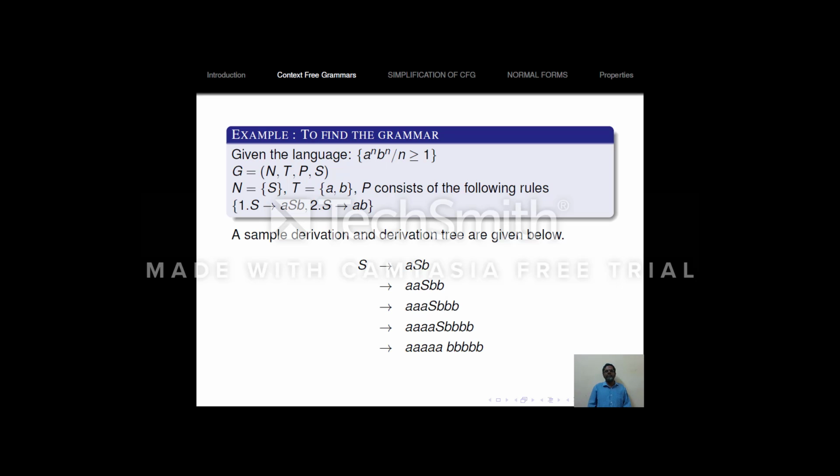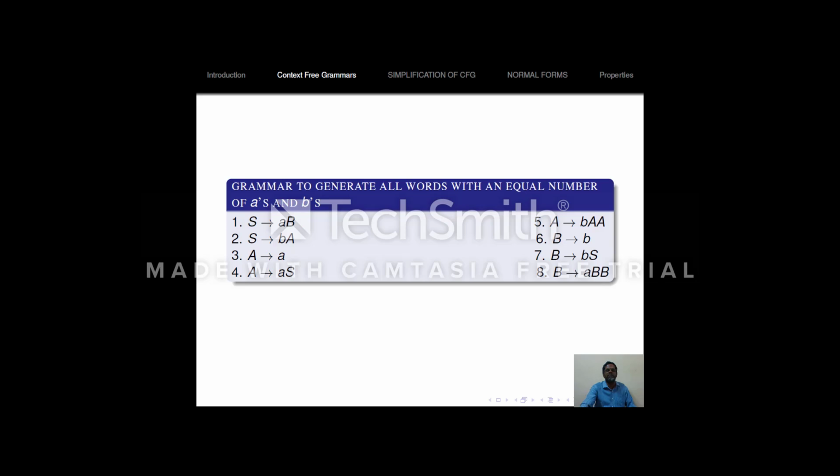For example, if I want to generate one A and one B, that is AB, the mere application of rule number 2 is enough. If you want AABB, you have to take the rule number 1 and apply rule number 2, then I will be getting AABB. If I want to have triple A, triple B, that is A power 3, B power 3, first you have S goes to ASB, then again apply AASBB, then apply the rule number 2, S goes to AB. So this will give a clear picture about it.